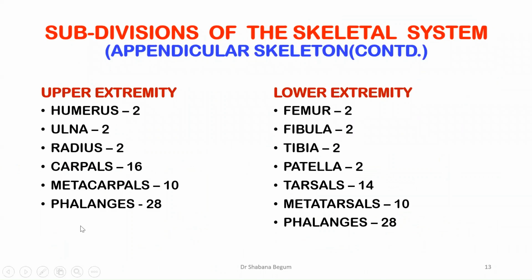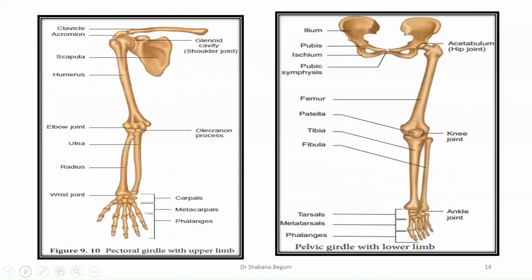So let us now see the bones forming the upper and the lower limbs, or the upper extremity and the lower extremity. In the upper extremity, we have the girdle bones, that is the clavicle and the scapula, and the upper extremity consists of the humerus, the radius, the ulna, the carpal bones, the metacarpal bones, and the phalanges. In the lower limb, we have the two hip bones forming the pelvic girdle. We have the femur, the patella, the tibia, the fibula, the tarsal bones, the metatarsal bones, and the phalanges.